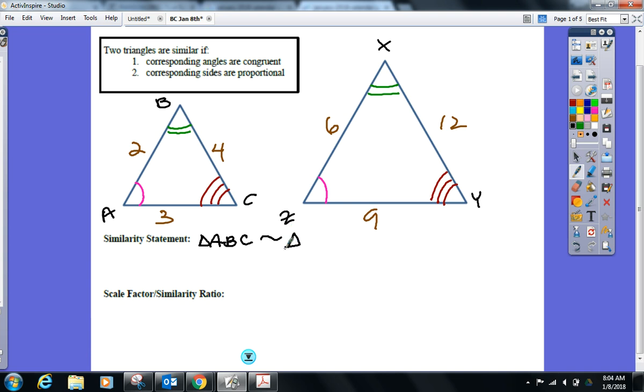Just like congruent, make sure the sides and angles match up. That's still going to be the same. Just like when you wrote your congruent statements, you matched up corresponding sides and angles. Same thing when you write a similarity statement for me. Match up the corresponding sides and angles. So if I have triangle ABC, what would I have over here? Triangle ZXY. Yep.